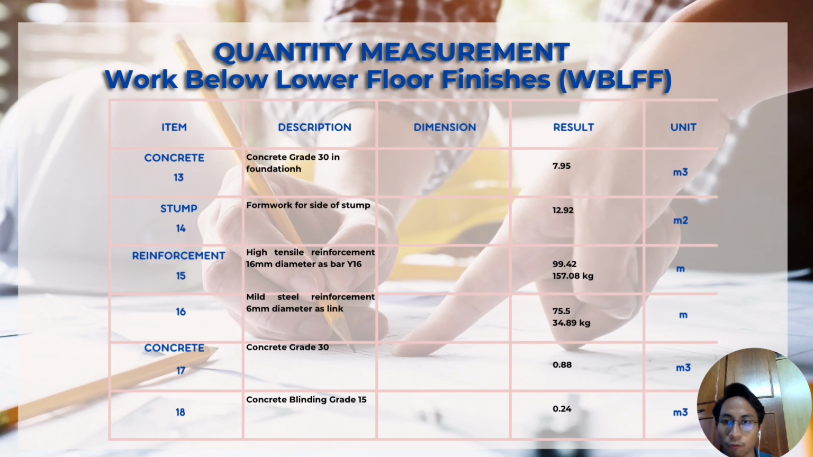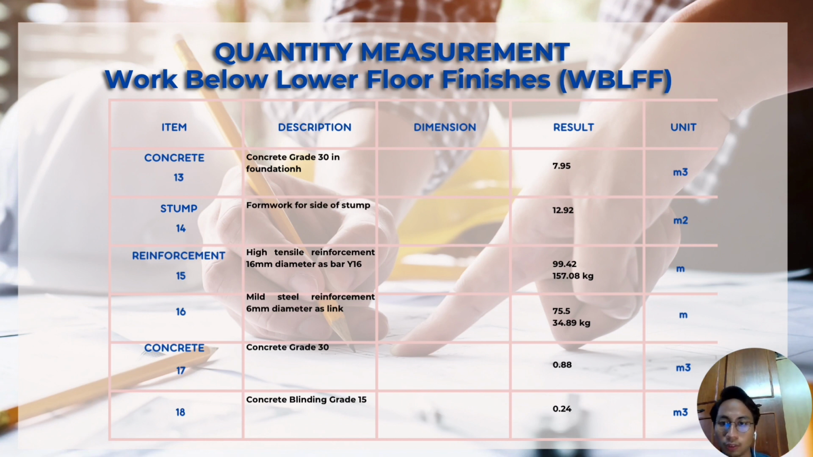So next is reinforcement, high tensile reinforcement 16 millimeter diameter as bar Y16. So the mass of it is 157.08 kilograms, and the length of it is 99.42 meters. So the next one is mild steel reinforcement 6 millimeter diameter as link. So the mass of it is 34.89 kilograms, and the length of it is 75.5 meters.